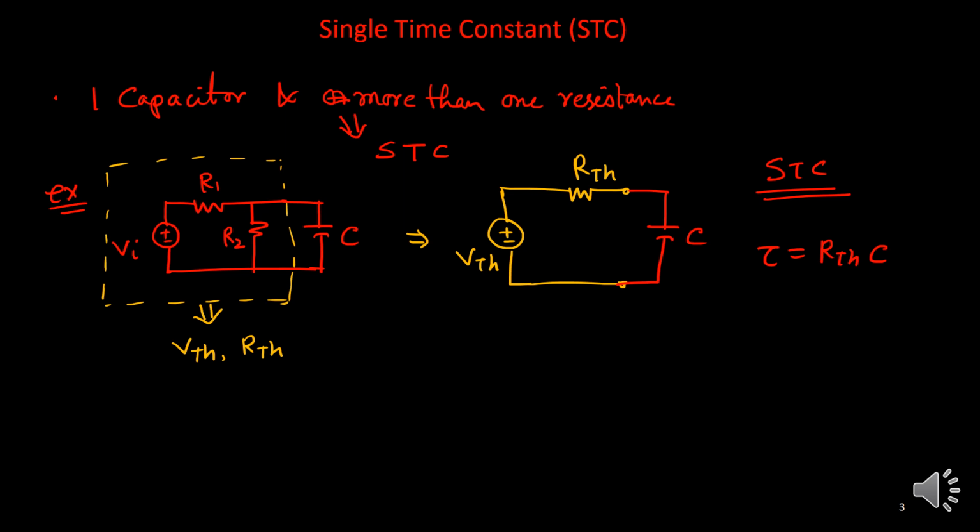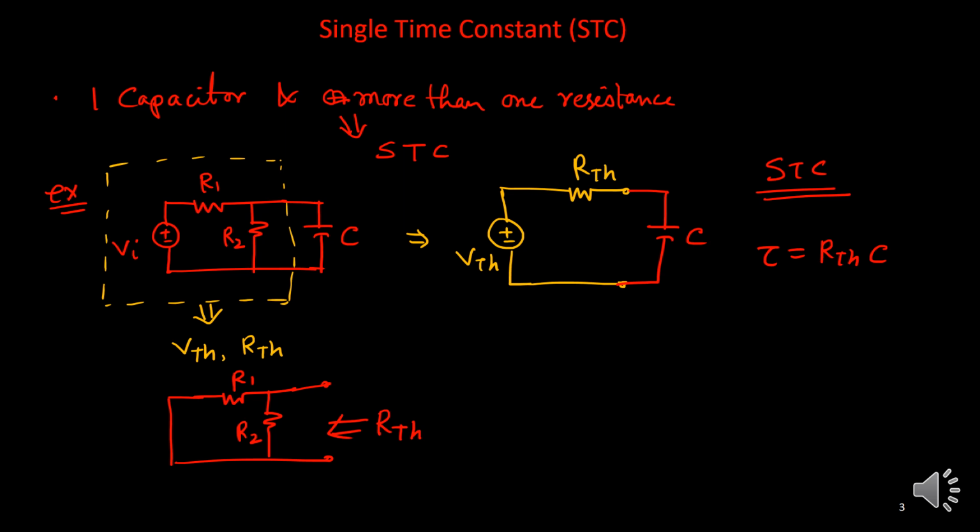Okay, so in this case, what is RTh? How to find RTh? For RTh, the independent source, if it is a voltage source, I'll make it short circuited. If it is a current source, I'll make it open circuited. So first I'll make that voltage source shorted. Then I look from this terminal to find the equivalent resistance, that will give you RTh.